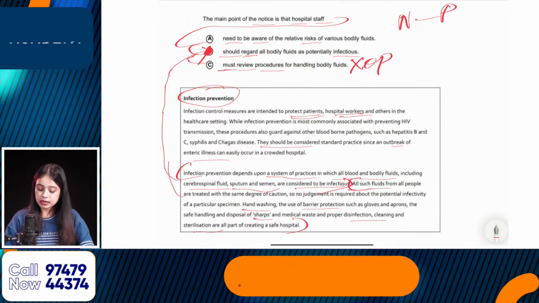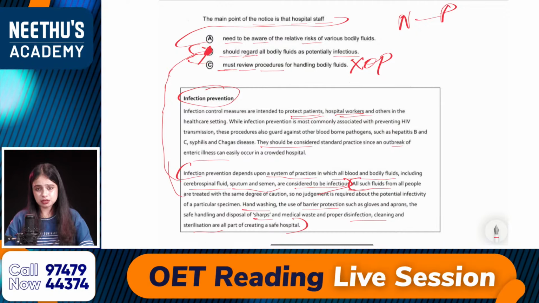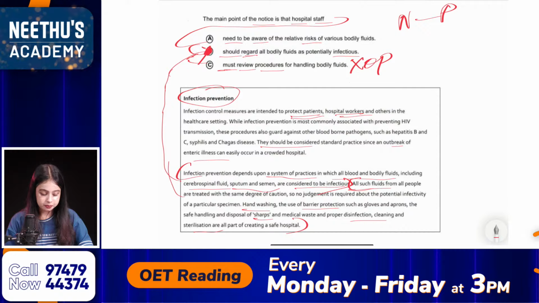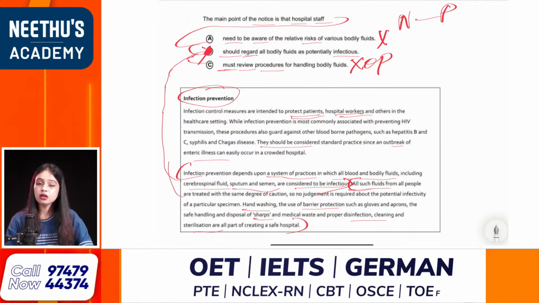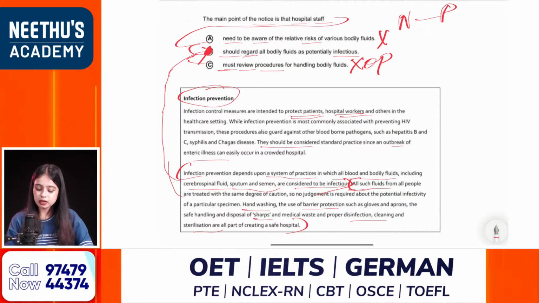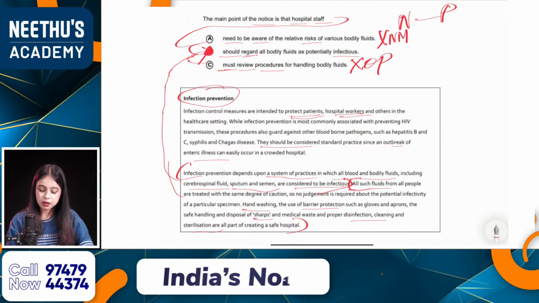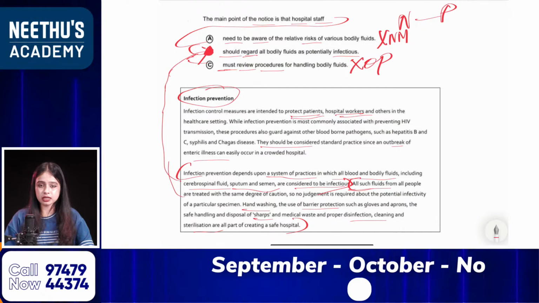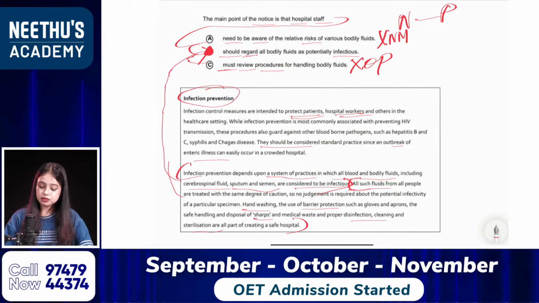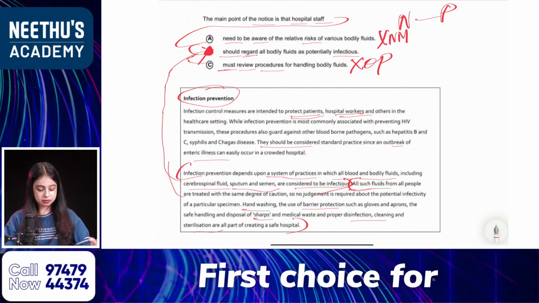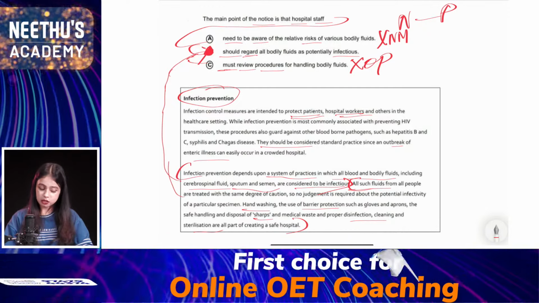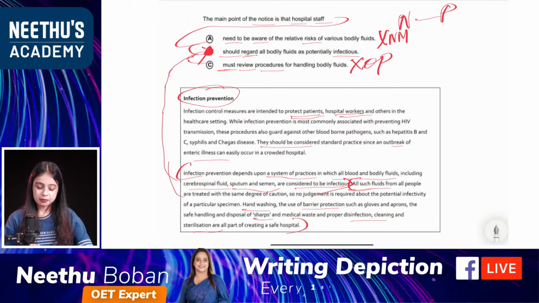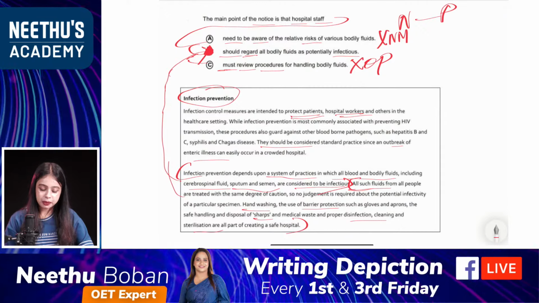And what about option A? Need to be aware of the relative risk of various bodily fluids. Where is it mentioned? I will say not mentioned. Yes, okay, so we can say not mentioned. The answer is option B: should regard all bodily fluids as potentially infectious. So option A is not mentioned. Very good, Vaishnavi, Najma, Jissa, it is not mentioned. Option A is not mentioned.